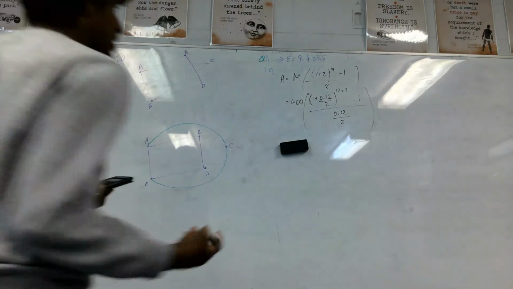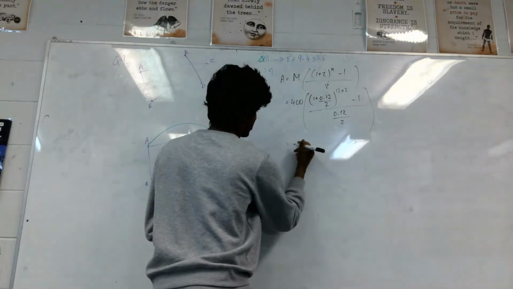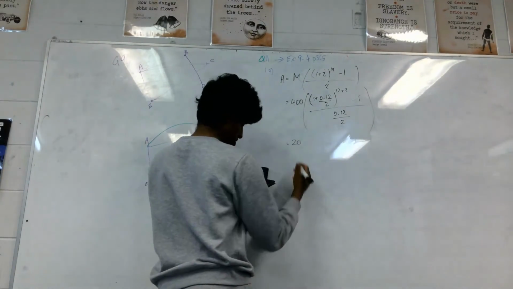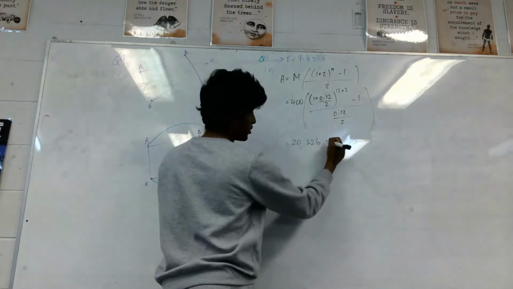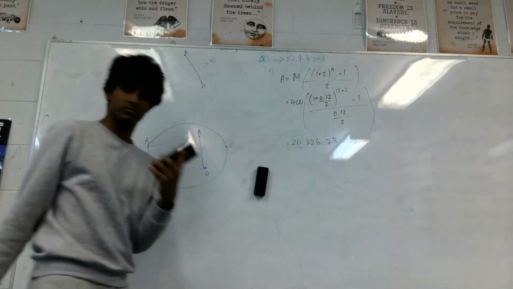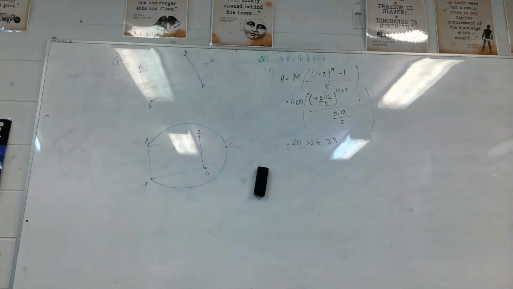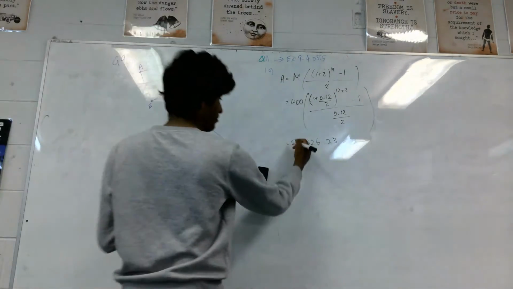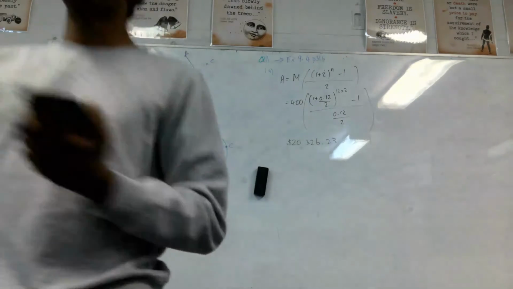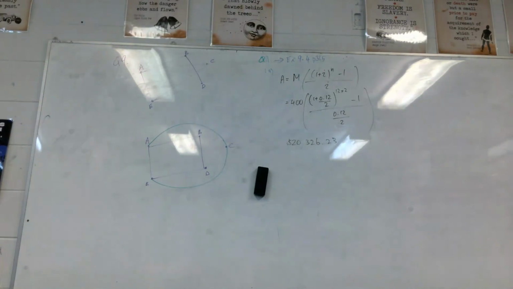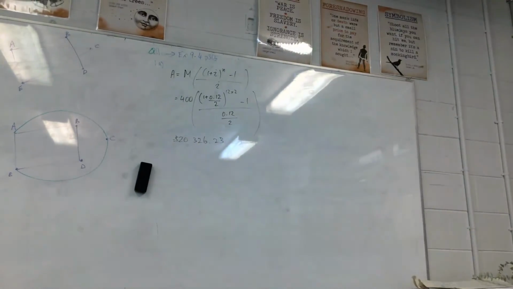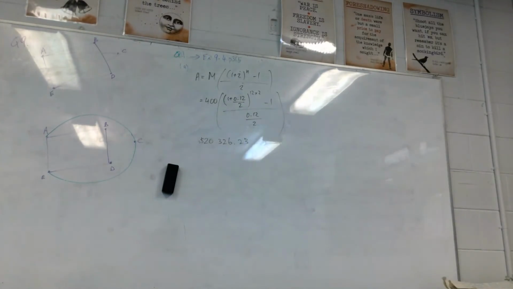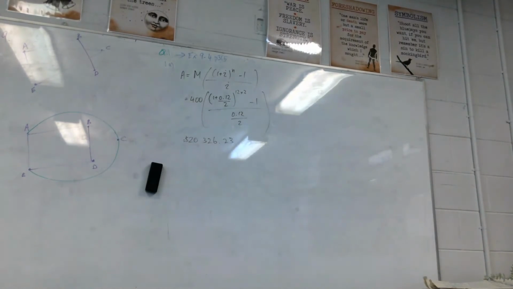And then once you put that into your calculator, you got 20,326.23. So at maturity, you've got $20,000. Alright, I'm gonna attempt to do question 10.